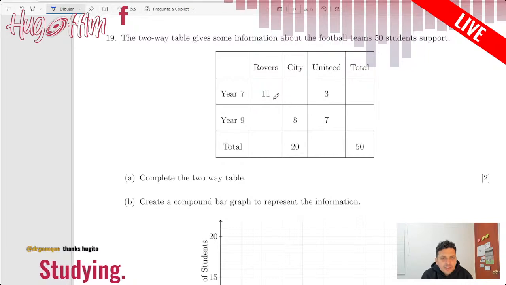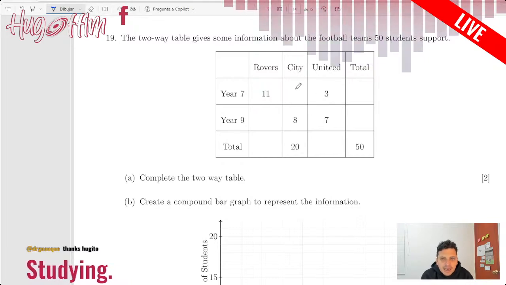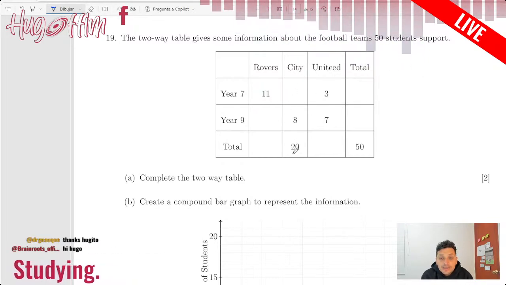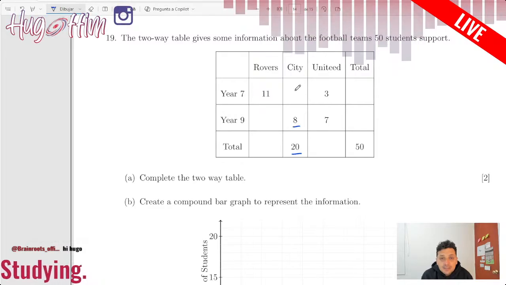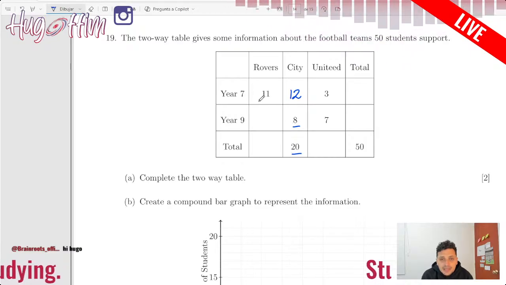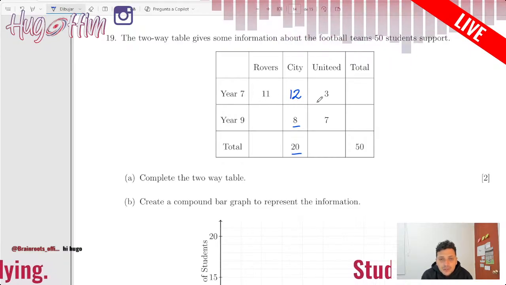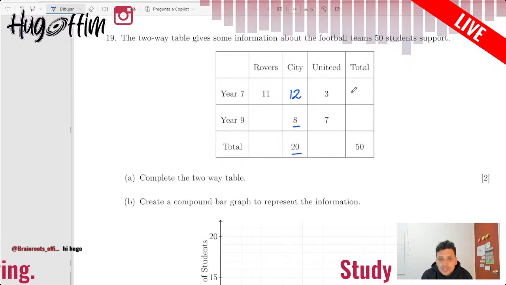18B. Okay, I'm going to do 18B after 19. Complete the table, so I need to find out that here are 20 people, here are 8, so it means that here I need to have 12, right? 12 plus 8 is 20. Here 11 plus 12 plus 3, so 23 plus 3, 26.